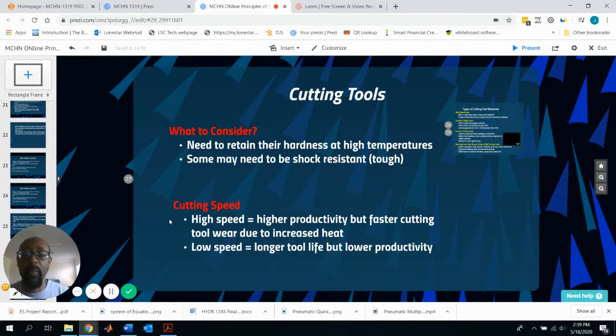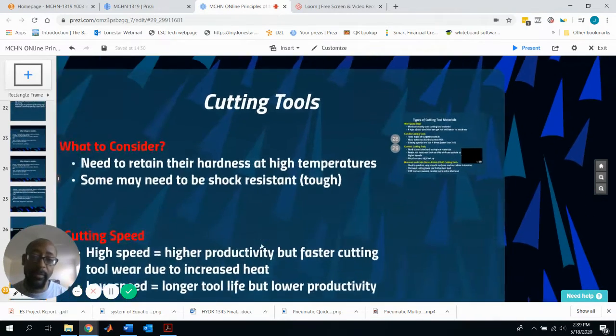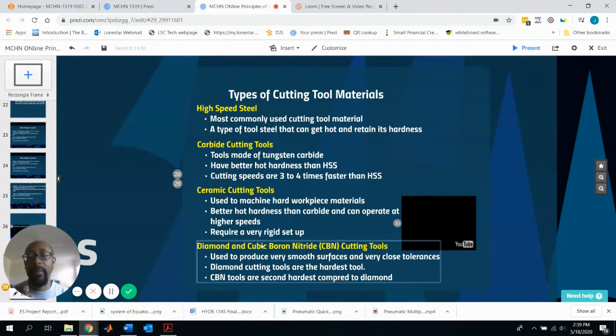Also, you want to think about, well, what cutting speed do we need? So high speed will equal higher productivity, but faster cutting, again, will wear down your cutting tool, okay? And it will increase the heat. With a lower speed, of course, your tool lasts longer, but then you have lower productivity. Now here are some of the basic types of cutting tool materials.